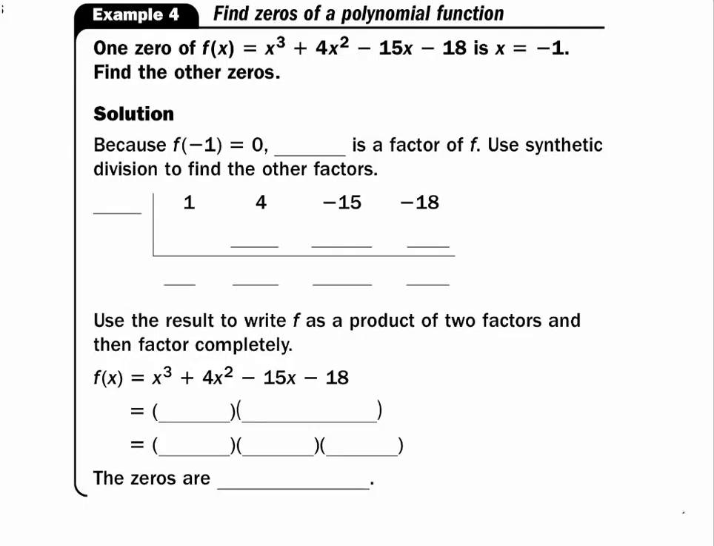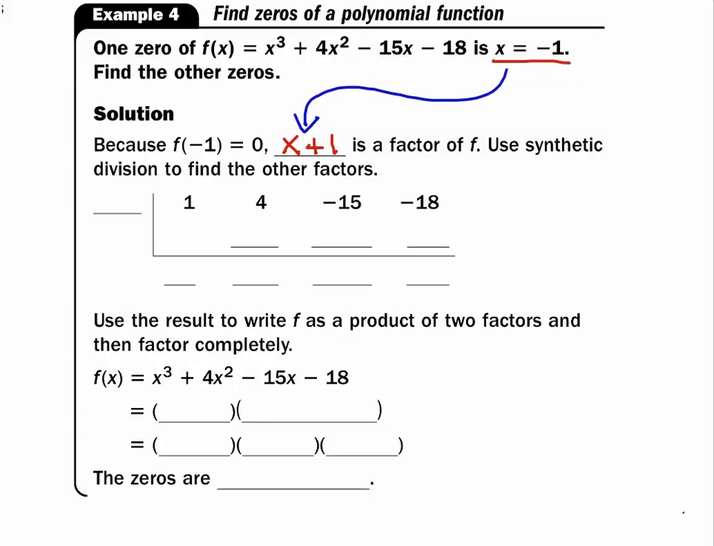We are told that x equals -1 is a 0 of this cubic polynomial. We need to find the others. It tells us that f of -1 is 0, so x plus 1 has to be a factor. They're connected. Remember, though, the factors have the opposite signs on the numbers.